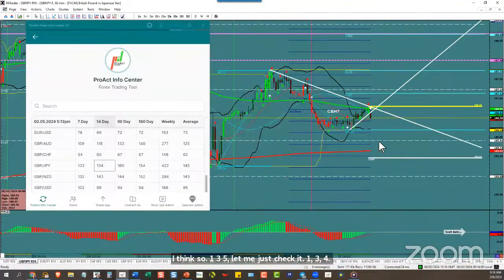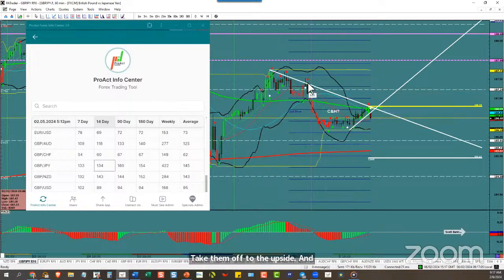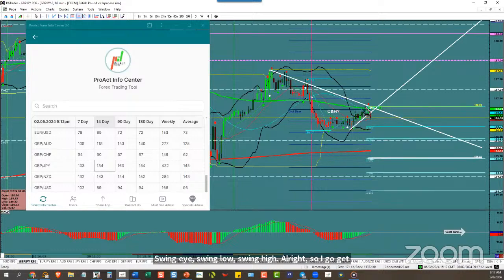There we go. Got to get us some fibs in that area. Take them off to the upside and do them to the downside. All right. I'm going to use the last piece. Swing high, swing low, swing high. All right. So I go get the fib extension key, swing high, swing low, swing high. There we go.